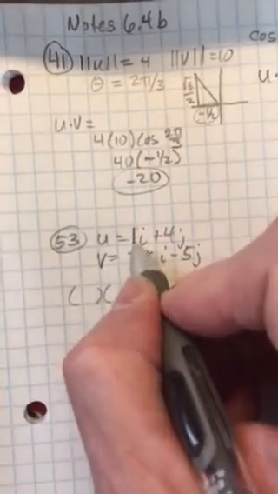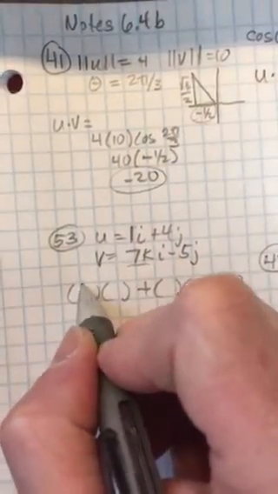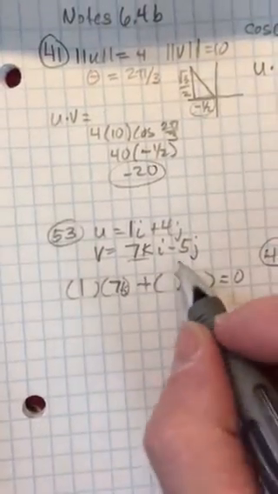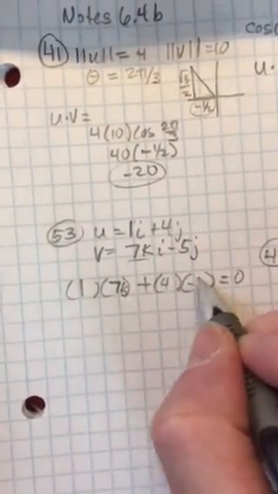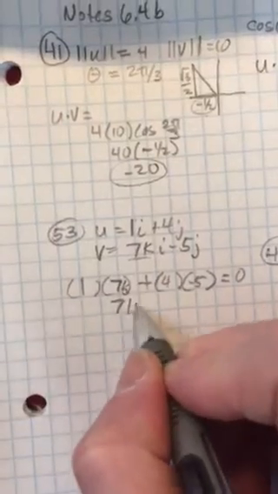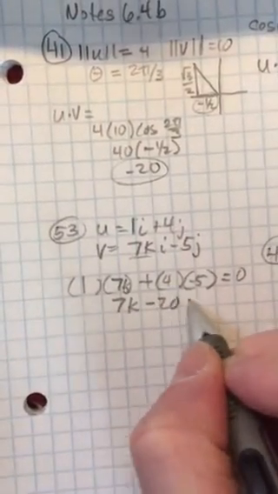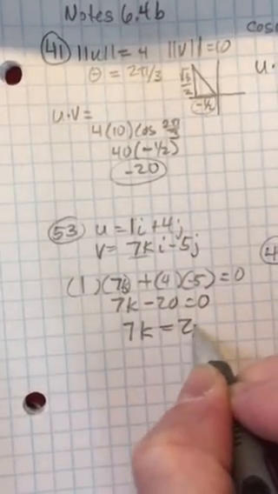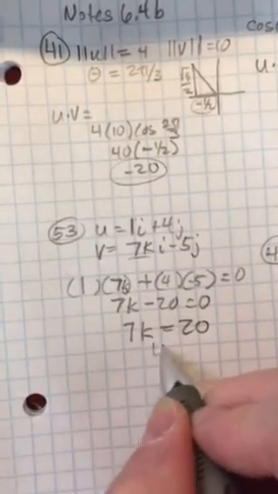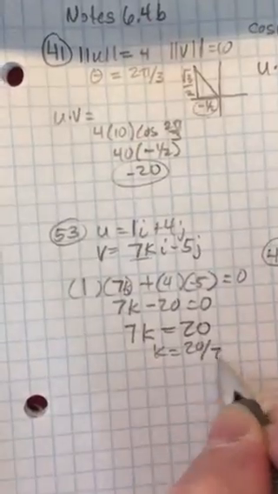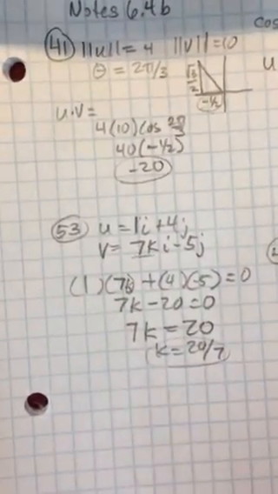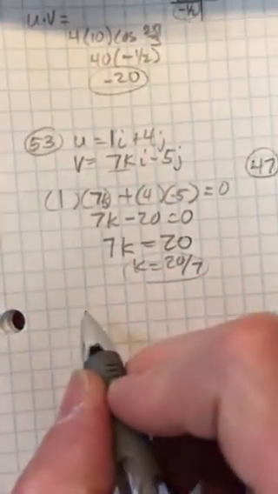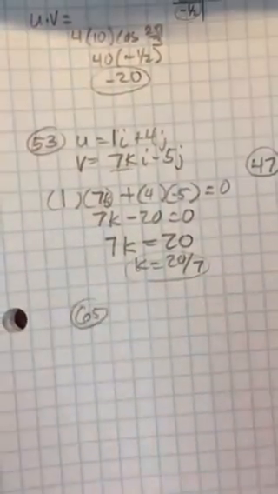So that's a 1. So the dot product would be 1 times 7k is equal to 4 times negative 5. So in this case, I get 7k minus 20 equals 0, which means 7k is equal to 20, and that means k is equal to 20 over 7, which if you had the teacher's edition, you'd find out that's the correct answer. Actually, it's in the student edition too, because these are all odd problems.